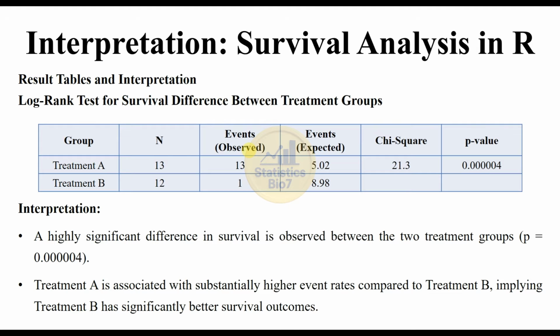Now the result table and interpretation for the log-rank test for survival difference between the treatment groups. The table presents groups A and B, with a chi-square value of 21.3 and a p-value of 0.00. Interpretation: a highly significant difference in survival is observed between the two groups. The p-value is 0.00. Treatment A is associated with substantially higher event rates compared to treatment B, implying treatment B has significantly better survival outcomes.